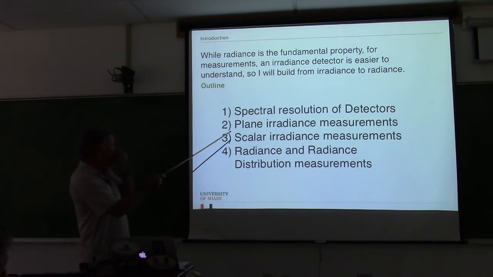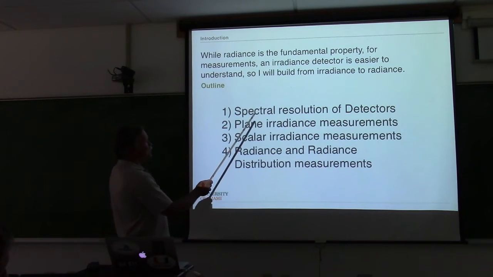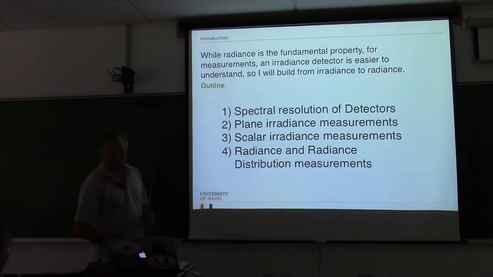So basically I'm going to talk about the spectral resolution of the detectors. We'll do plane irradiance, scalar irradiance, and then radiance and radiance distribution. That's what I'm trying to get through here. The instructors all wanted to add a little bit of extra things, so at the end there are going to be a few extra factors thrown in. But this is basically what we're going to try to do.